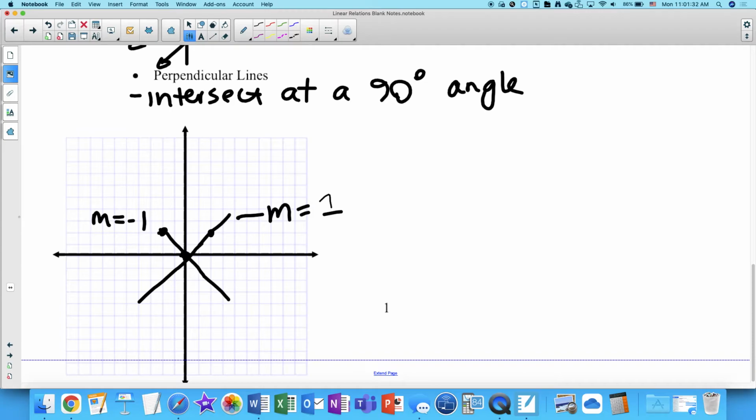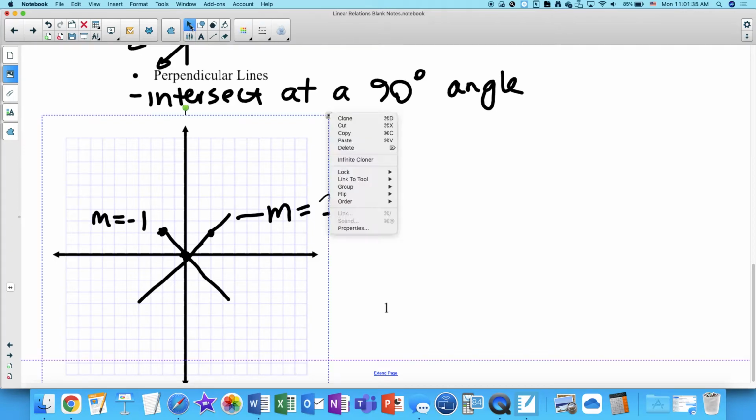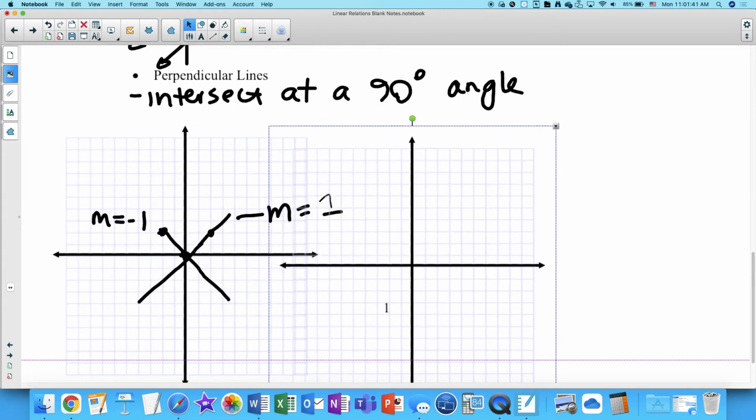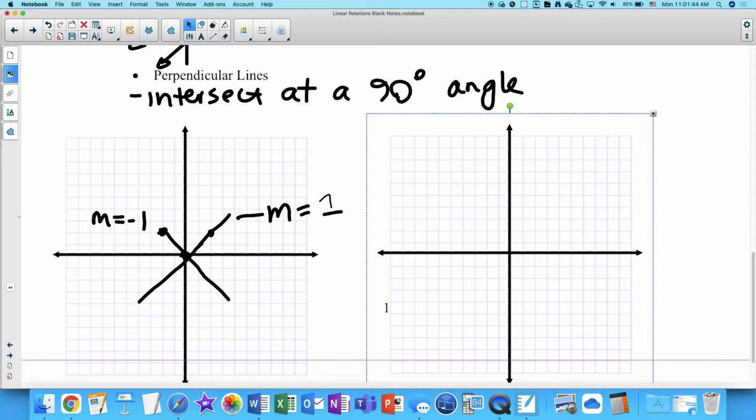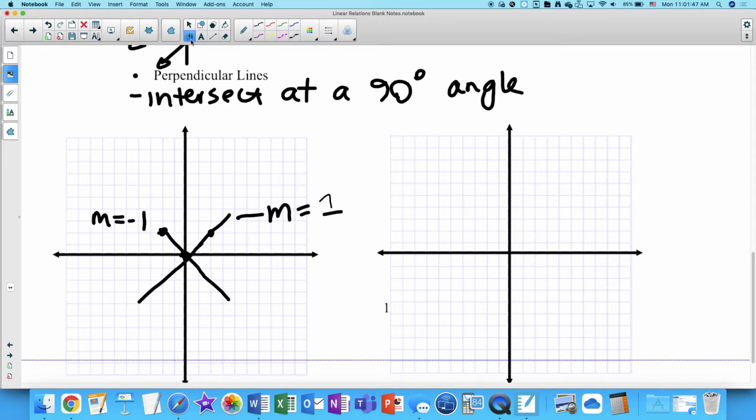So I am going to give you one more example. Let's look at another line. This time I'm going to take a line with a slope of 2. It has a slope of 2 because to get from this point to this point, I'm going up 2, right 1, and then again up 2, right 1, up 2, right 1. You can kind of think of these as a staircase.